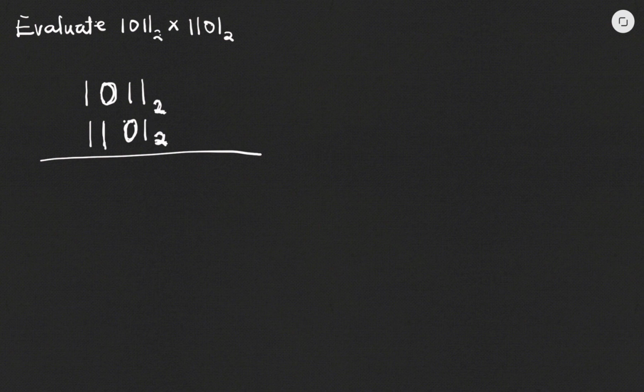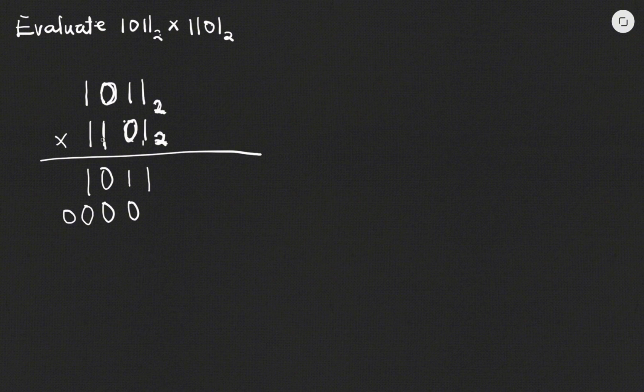So we have 1 multiplied by 1 will give me 1. 1 multiplied by the 1 over here will also give me 1. 1 multiplied by 0 will give me 0. 1 multiplied by 1 will give me 1. So now I come to the 0 over here. 0 multiplied by 1 will give me 0. 0 multiplied by 1 will give me 0. 0 multiplied by 0 will give me 0. 0 multiplied by 1 will give me 0 over here.